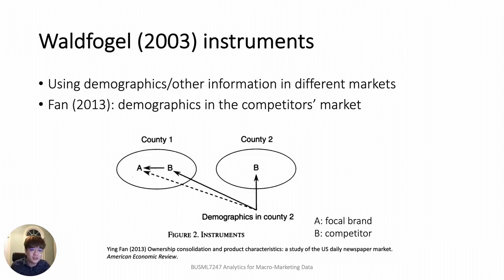But the demand shocks in County 1 are coming from the people in County 1, not in County 2. So, the demographics in County 2 may not be correlated to the demand shocks in County 1. In that sense, the demographics in the markets where the focal brand is not, but its competitors are actively playing, can be used as instruments.